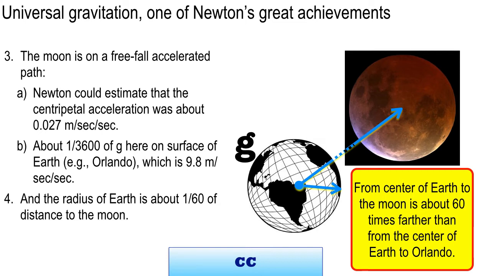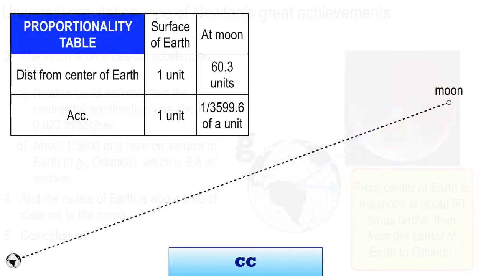And so the question is, all right, my accelerations have a ratio of about 3,600 to 1, and my distance ratio is about 1 to 60. And if you square 60, you get 3,600. So his mind was probably thinking like this. Is this a coincidence, or is it indicative of a law of physics?